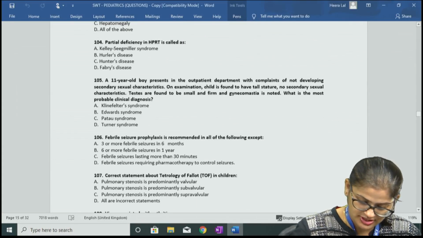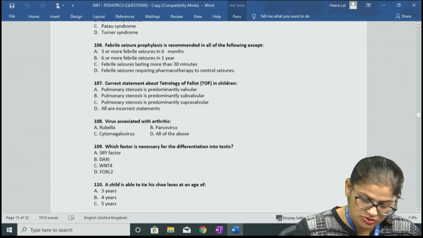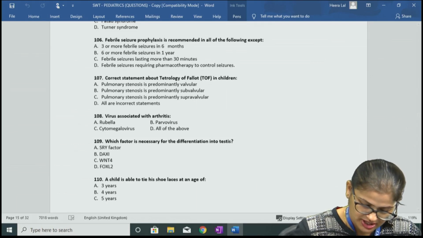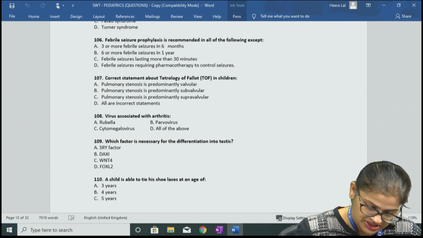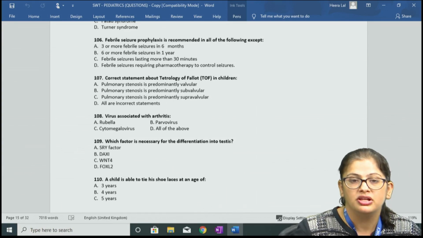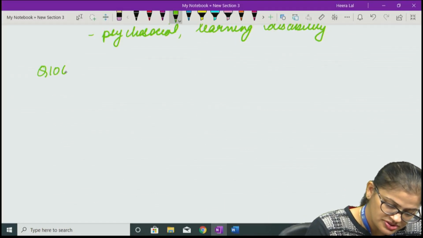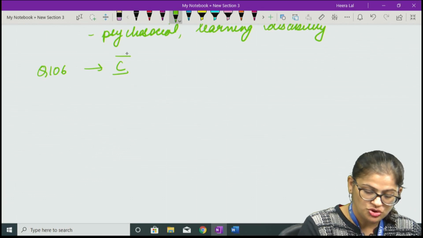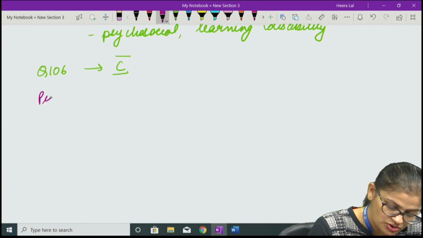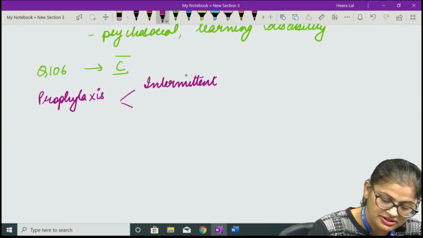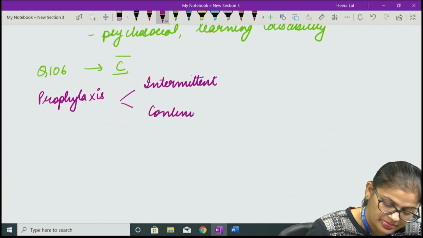Next we come on to question number 106. Question number 106 was, febrile seizure prophylaxis is recommended in all of the following except, and the correct answer is option number C, that is febrile seizures lasting for more than 30 minutes. So you should know that for prophylaxis of febrile seizure, there is intermittent and continuous prophylaxis.